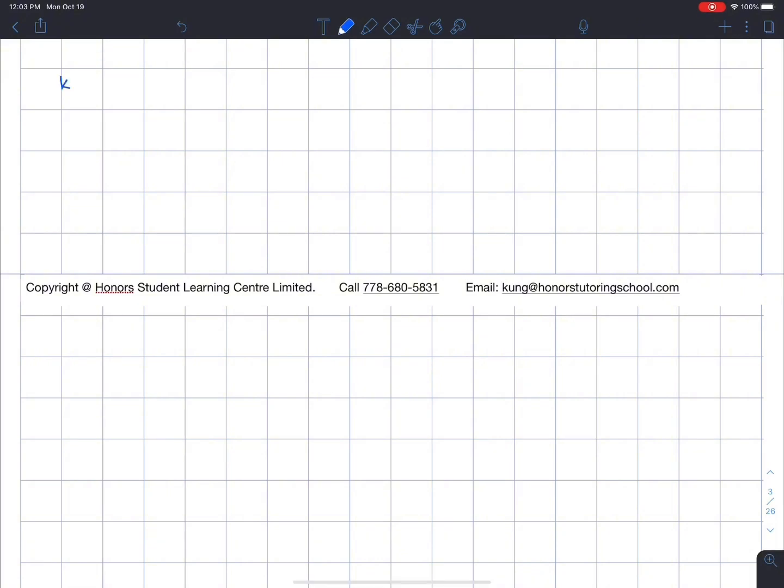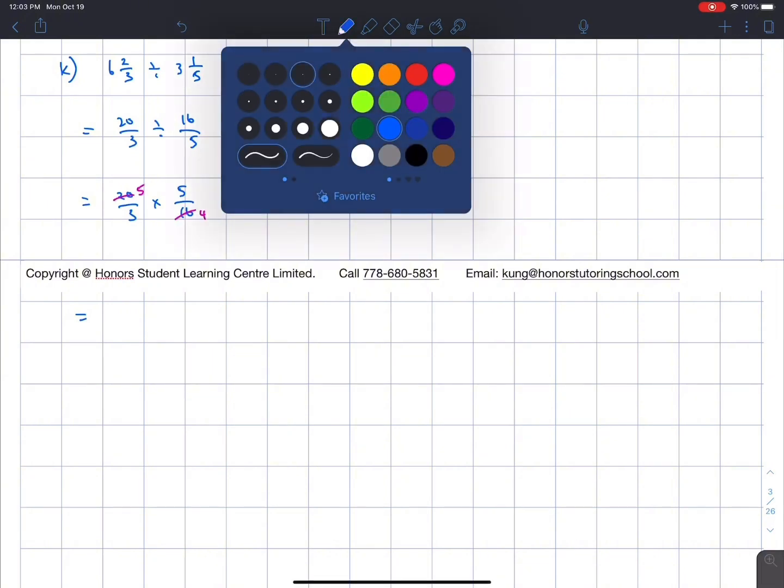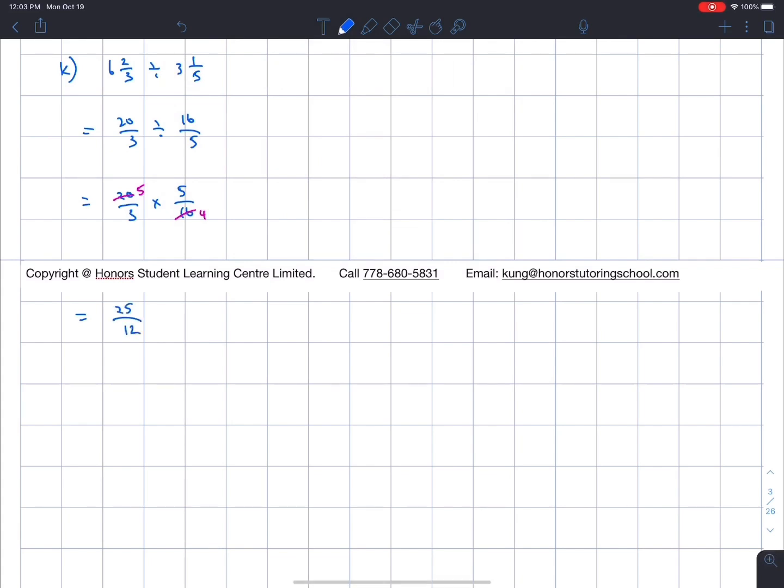Next one is K. 6 and 2/3 divided by 3 and 1/5. 6 times 3 is 18, plus 2 is 20. 5 times 3 is 15, plus 1 is 16. We have 20 over 3 times 5 over 16. We can simplify here, divide this by 4 to get 4, divide this by 4 to get 5. So we have 25 over 12. 12 goes into 25 two times. And 2 times 12 is 24. So 25 minus 24 is just 1. That's why I have 2 and 1 over 12.